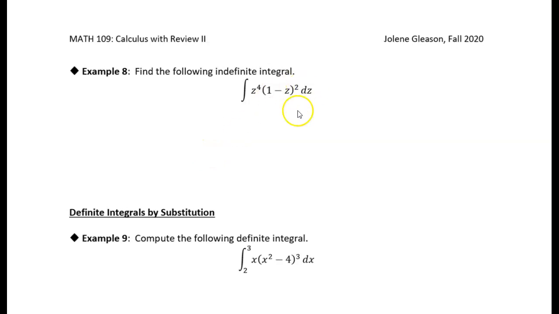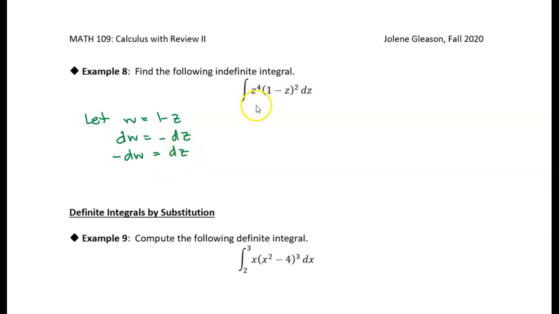What I'm seeing is this 1 minus z inside a square function. So it would make sense that if you're going to do a substitution, we should let w equal 1 minus z. And then dw would be, the derivative of 1 is just 1, and the derivative of negative z is negative 1. So we end up with dw equal to negative dz, which would mean negative dw would be dz.